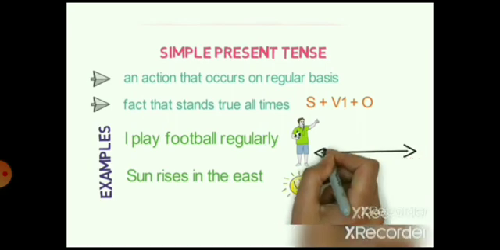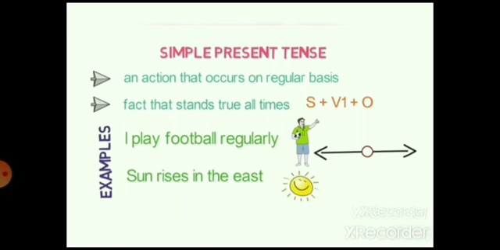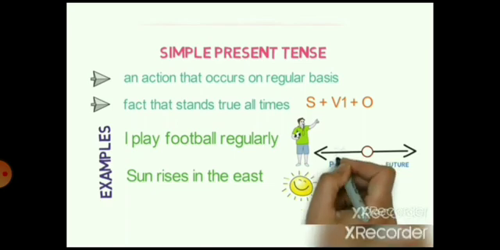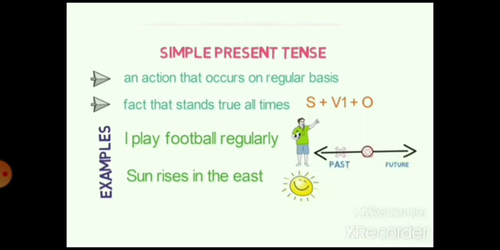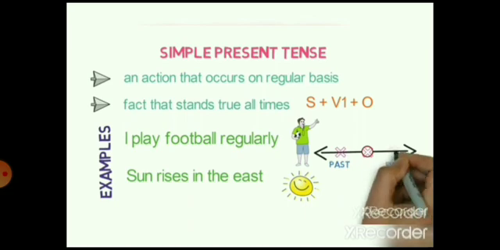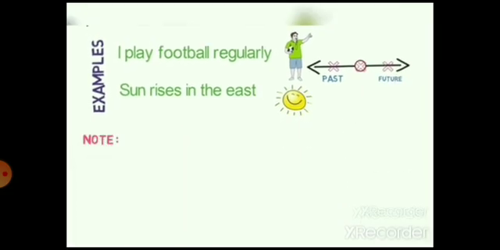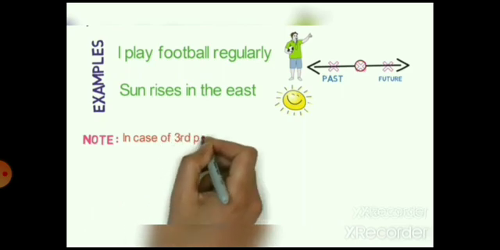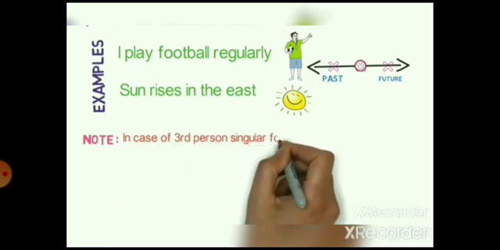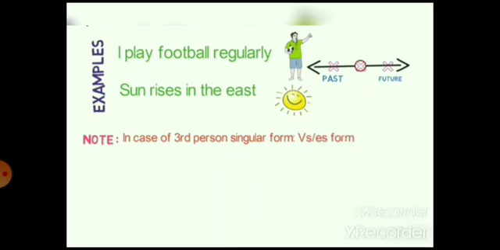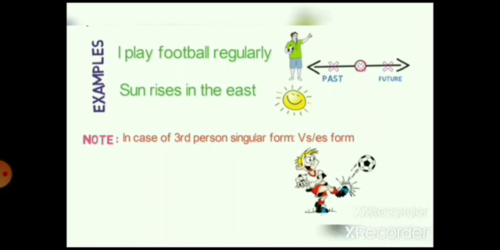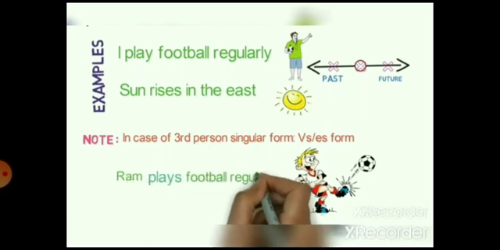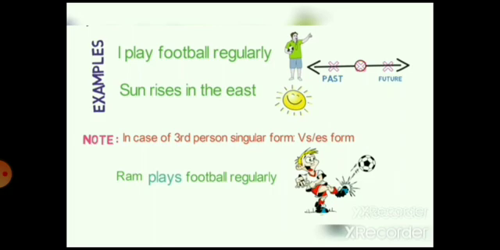Let's look into the timeline to see when the action occurs. We can say that the action was happening in the past, now, and will continue in the future. Note that in case of third person singular, the form S or ES is used. For example, in case of a third person, Ram, it will be: Ram plays football regularly.